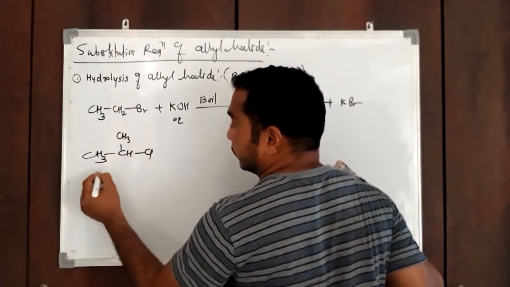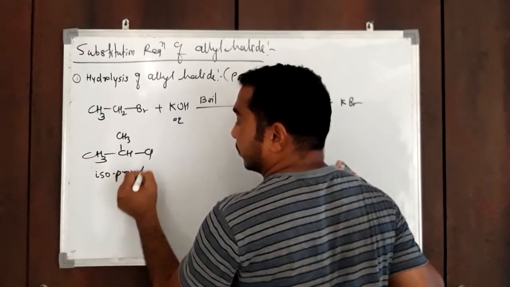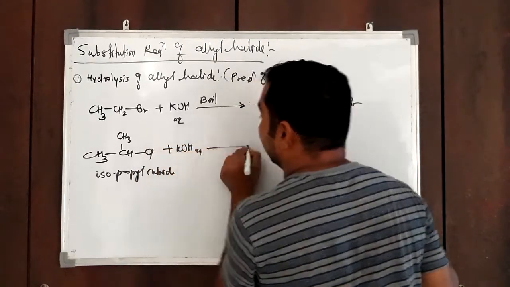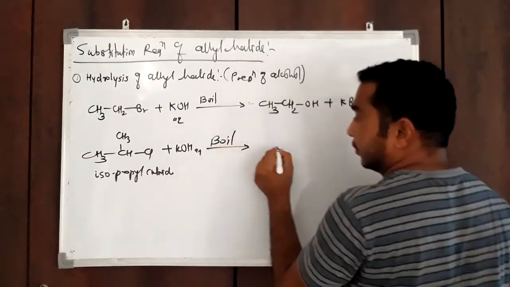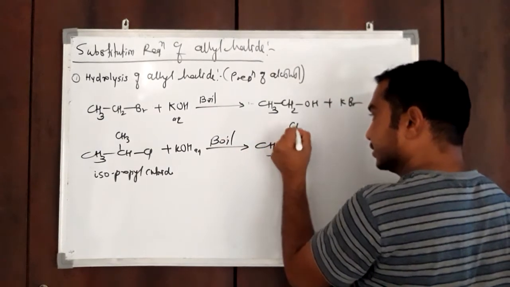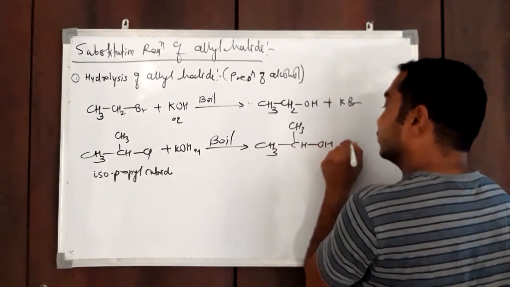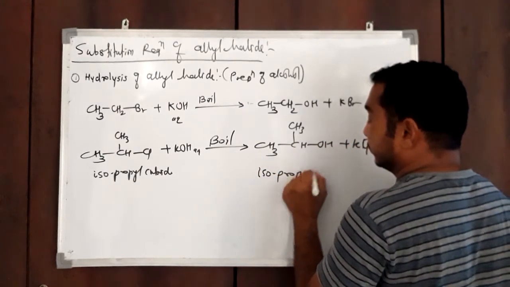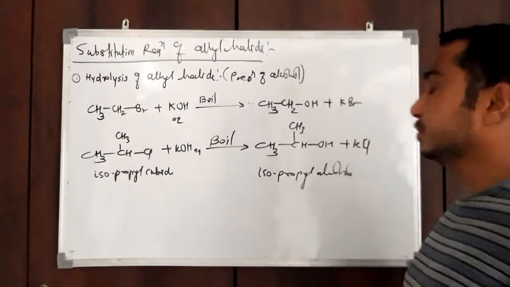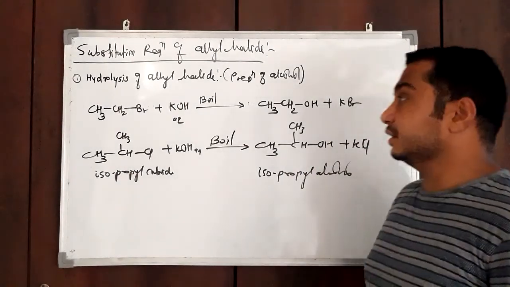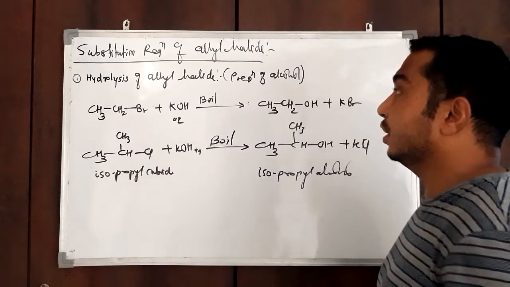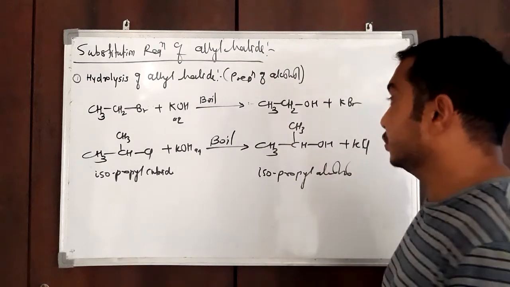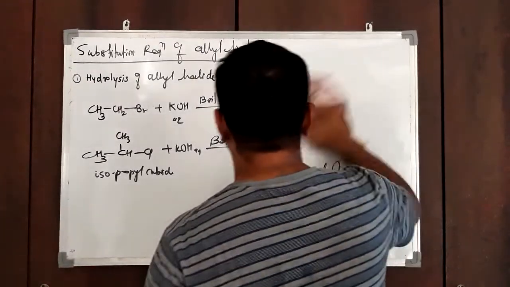Isopropyl chloride plus KOH, aqueous solution, boil it, you will get CH3CHOHCH3 plus KCl, isopropyl alcohol. So this is one of the methods for the preparation of alcohol, or it is a chemical property of alkyl halide. Alkaline hydrolysis of alkyl halide gives alcohol. Okay, very simple. Now, second reaction.